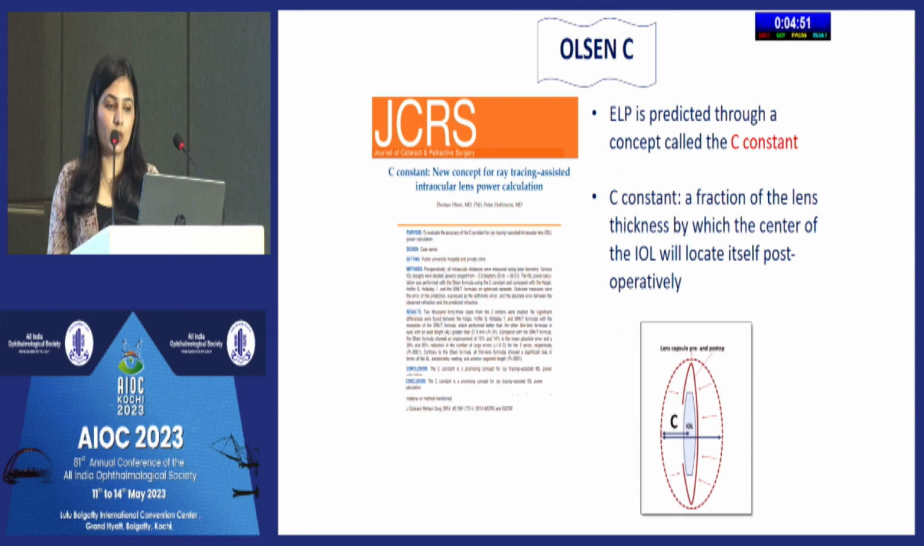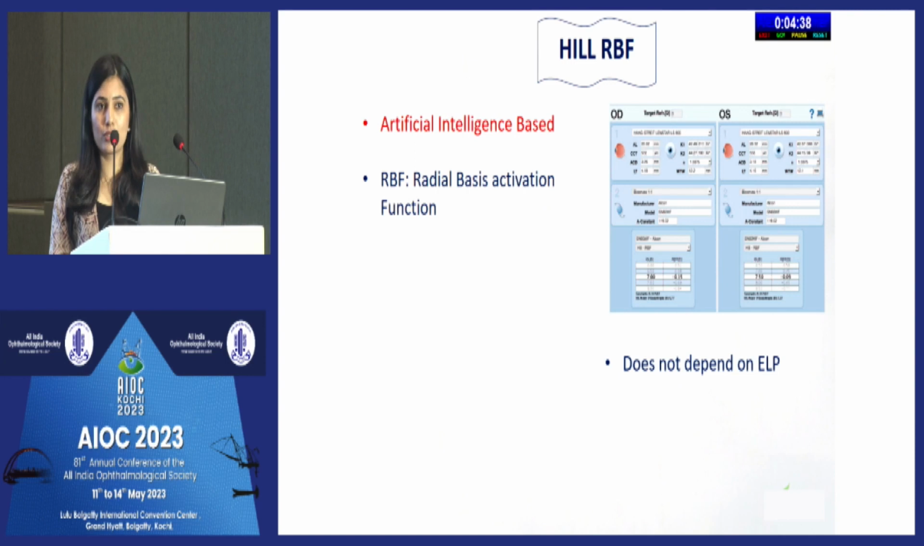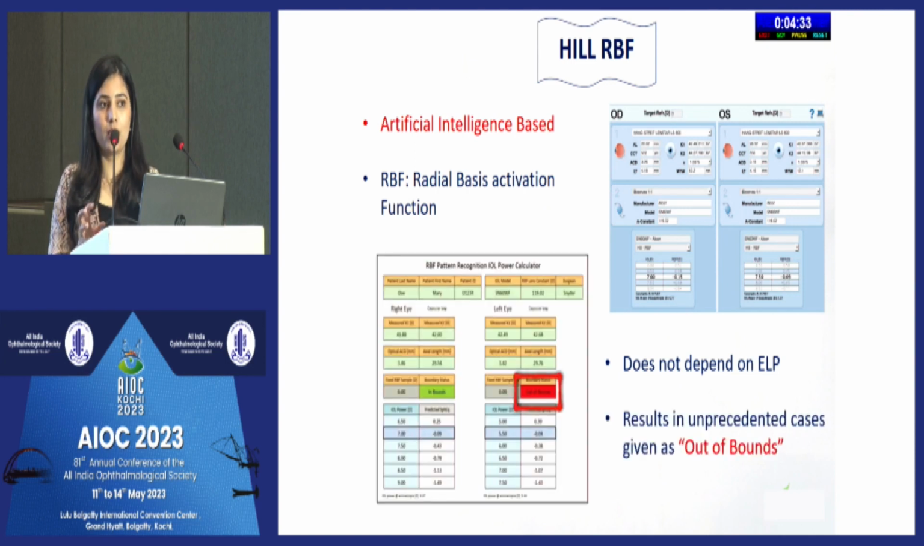Talking briefly about Olsen C and other formulas, Olsen C is based on a concept called the C constant. It is a fraction of the lens thickness by which the center of the IOL will locate itself postoperatively. Hill RBF is also as accurate as Barrett's Universal 2, and it is based on a precise set of data. If it is not able to calculate the values that you have put in, it will give you a value such as out of bounds. It means that they don't have the data for which you are trying to calculate the IOL.